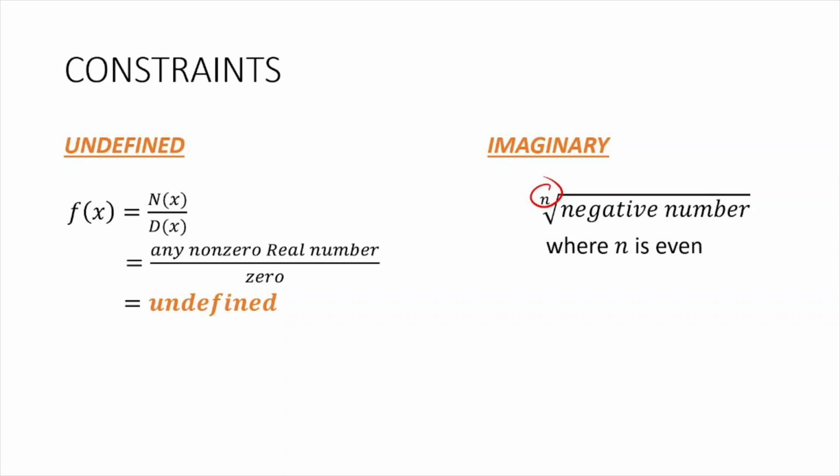All right, so these are the two values that we need to avoid: undefined values and imaginary values. And as a consequence of these constraints on our function values, we need to restrict the x values or the domain.